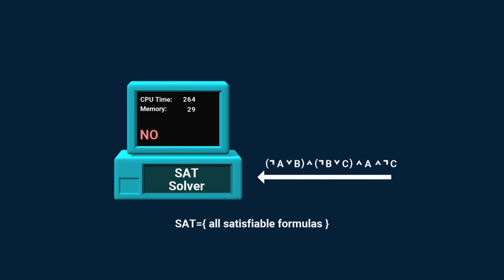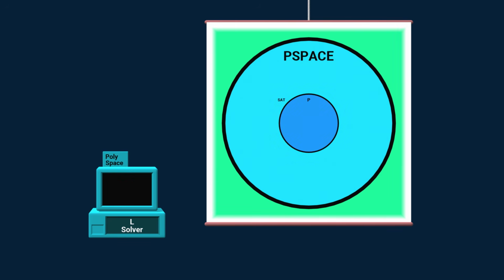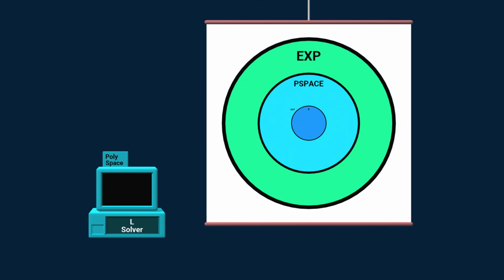But note its low memory consumption. It allocates a small amount of memory for the first trial, and then reuses it over and over again. So while it's not time efficient, it is memory efficient. Its space usage can be bounded by a polynomial. The class of all decision problems that can be solved in polynomial space is called PSPACE. PSPACE contains P and is contained within exp. See a link in the description for a short video proving that.